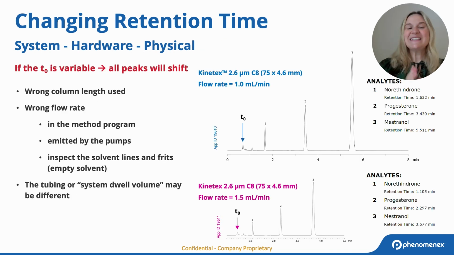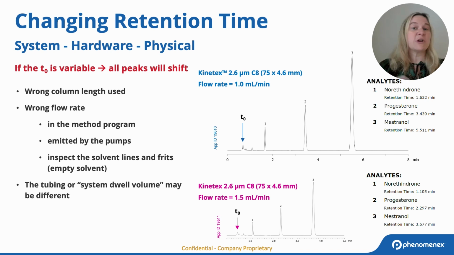So if the T0 is variable, if it's moving around, likely this is from a system, hardware, or physical related problem. And especially if you're seeing all of the peaks in a chromatogram shift one way or another, likely it's a physical or system related problem. So for these types of problems in troubleshooting, we like to look at maybe the wrong column length was used. It could be that there was something wrong with the flow rate.